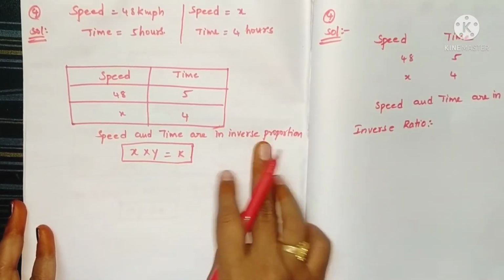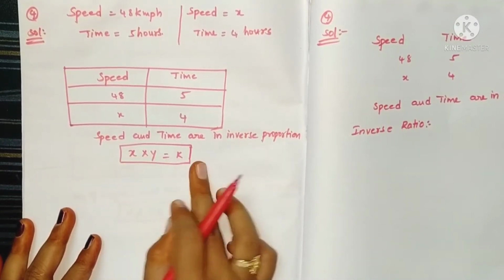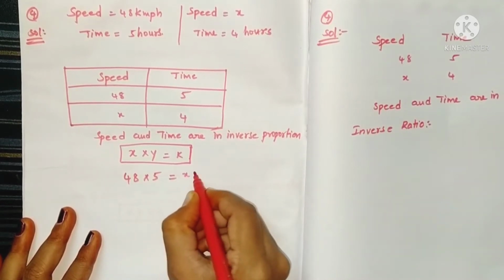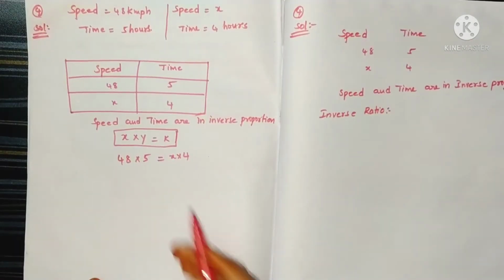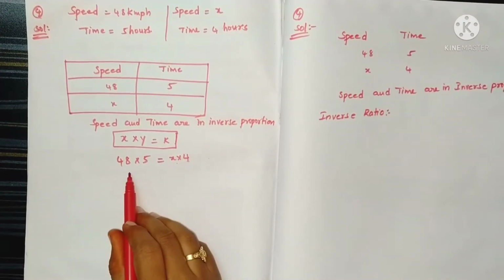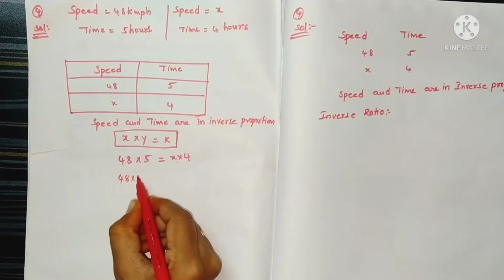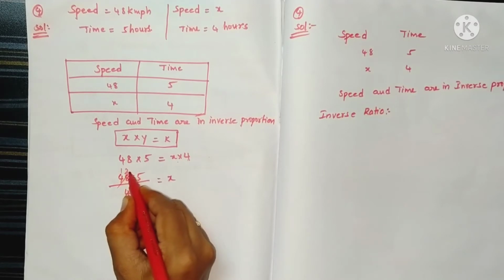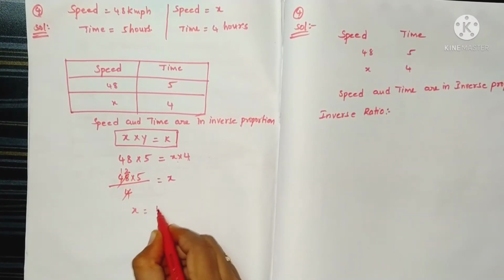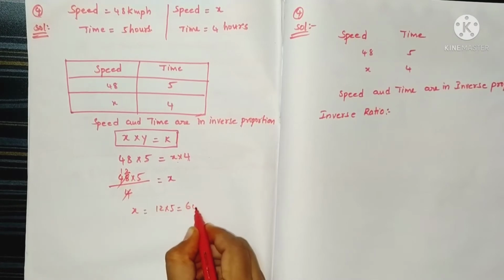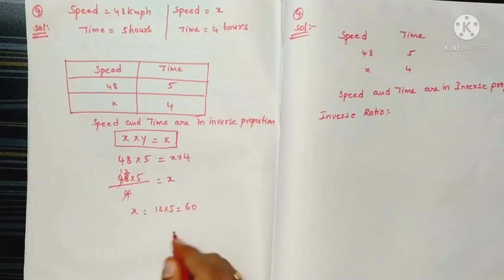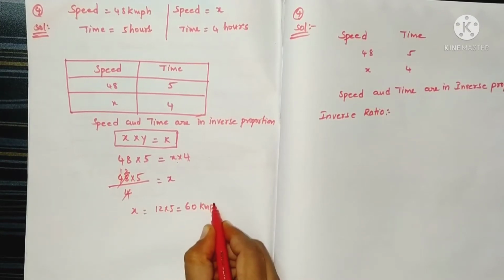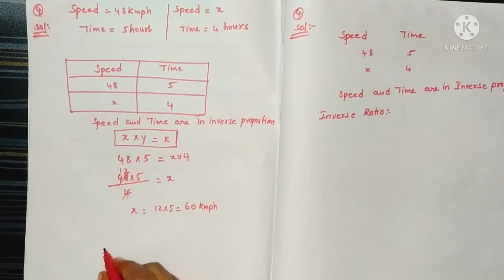See, speed and time are in inverse proportion. So x into y is equals to k. So 48 into 5 is equals to x into 4. Now after transposing this 4 to this side, it comes under division. 48 by 4 is equals to x. 4 ones are 4, 4 twelves are 48. So x is equals to 12 into 5, 60. So what is the unit here? It's a speed, so kilometer per hour.